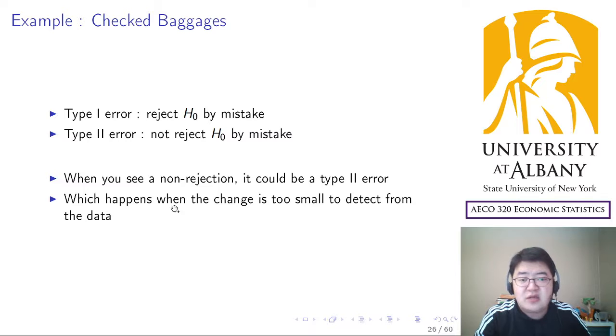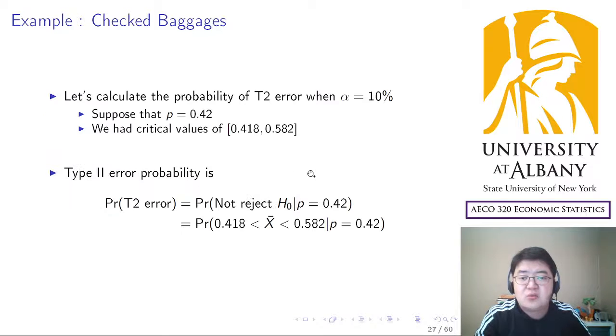So here I would like to calculate. I'm worried about my mistake, my error in the decision in the hypothesis testing. So I would like to calculate the type 2 error probability at 10%. That's the significance level I used. And I am going to assume that the truth is 42% because this is what I observed from the data. Just to assume. It doesn't need to be 42%.